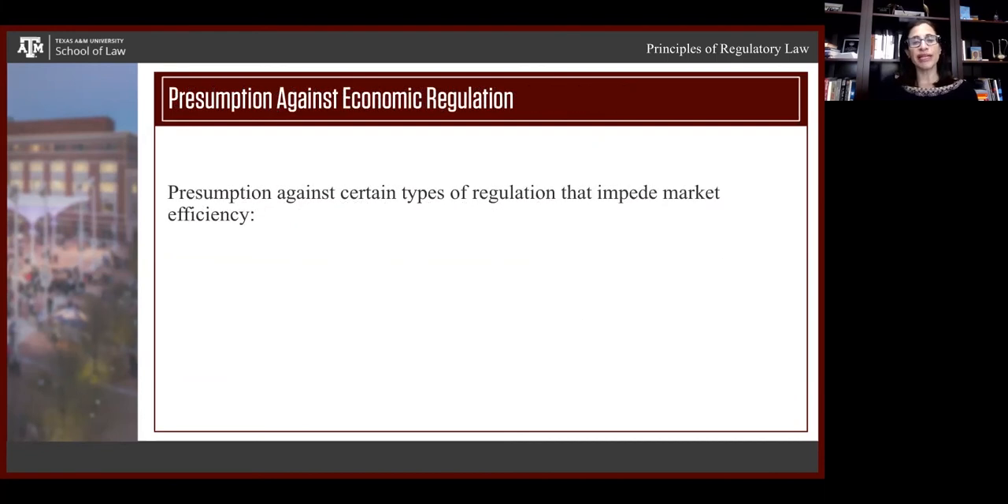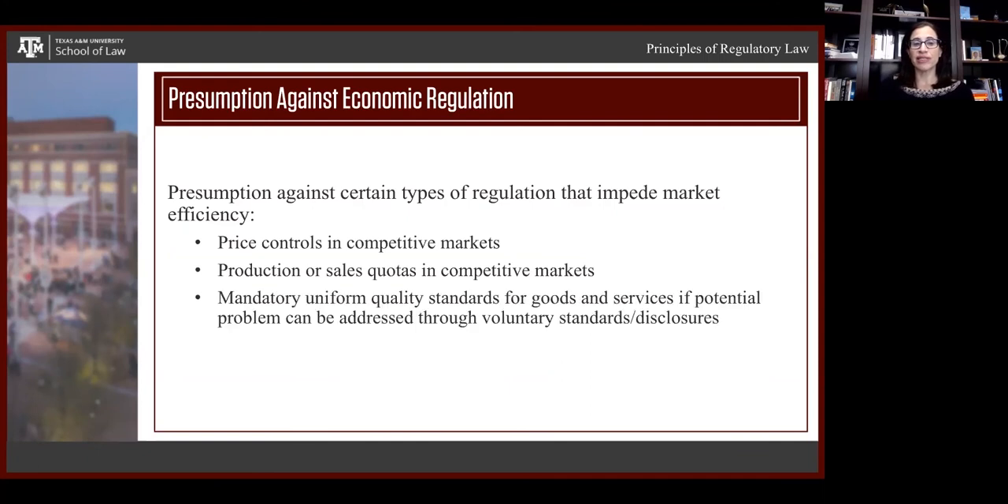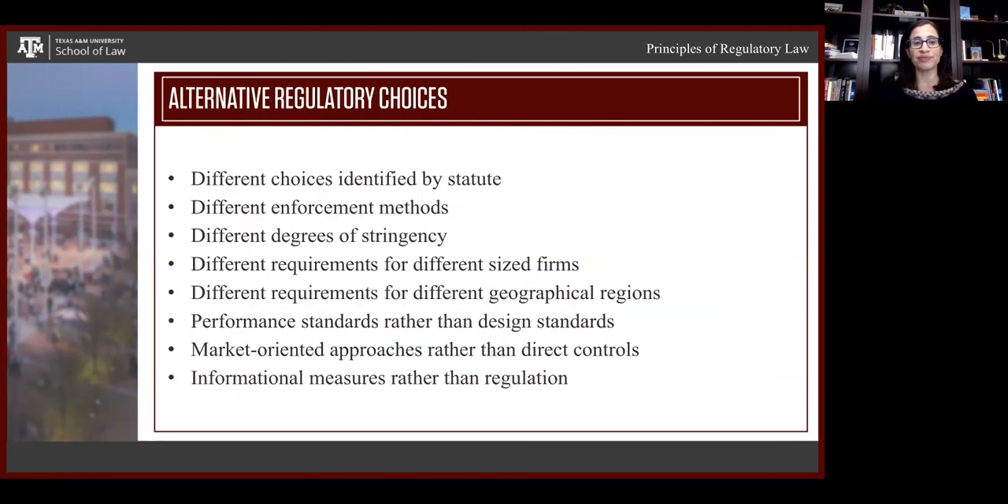There's a presumption against certain types of regulation that impede market efficiency. That includes price controls in competitive markets, production or sales quotas in competitive markets, mandatory uniform quality standards for goods and services, if a potential problem can be addressed through voluntary standards or disclosures, controls on entry into employment or production, except where necessary to protect health and safety or to manage the use of common property.